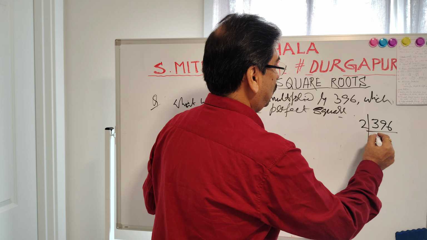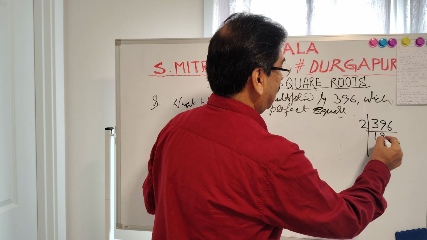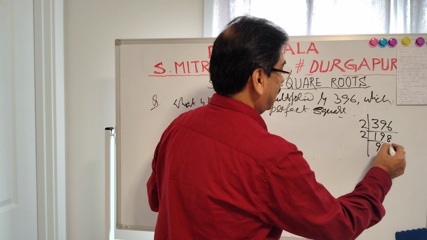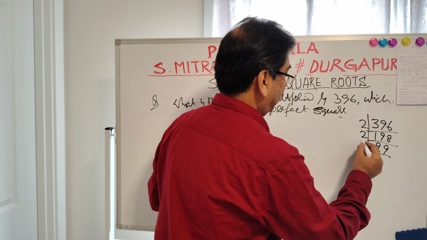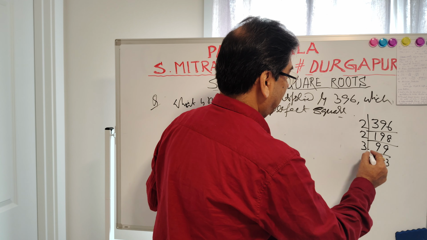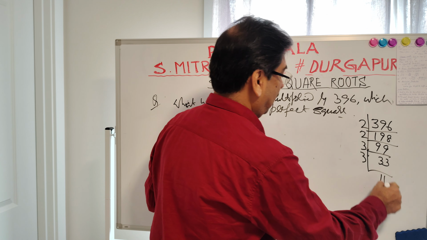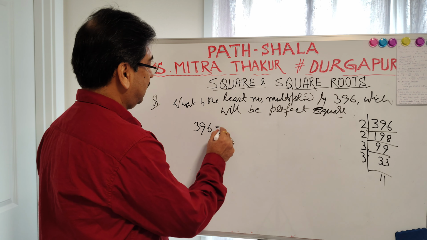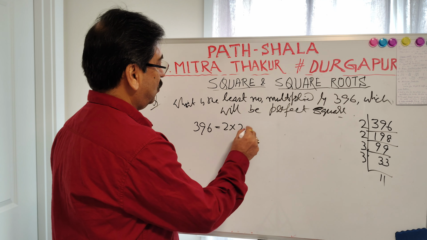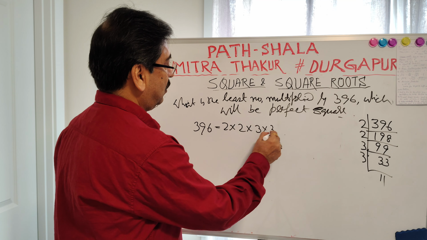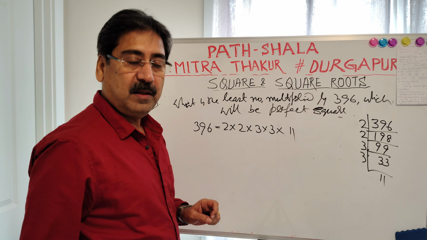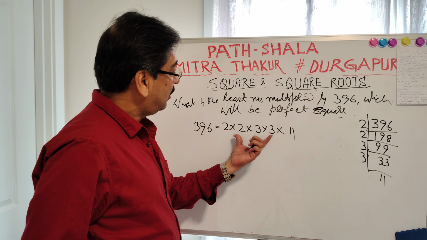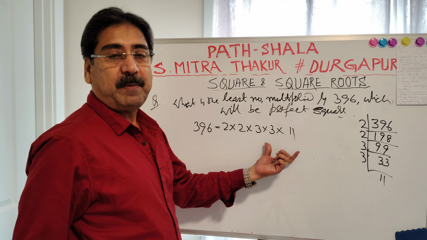396, 2, 2, 99, 3, 33, again 3, 11. So 396 I will write here. 396 is equal to 2 into 2 into 3 into 3 into 11. Right? Question is, what is the least number which is multiplied with this number 396, it will make a perfect square.